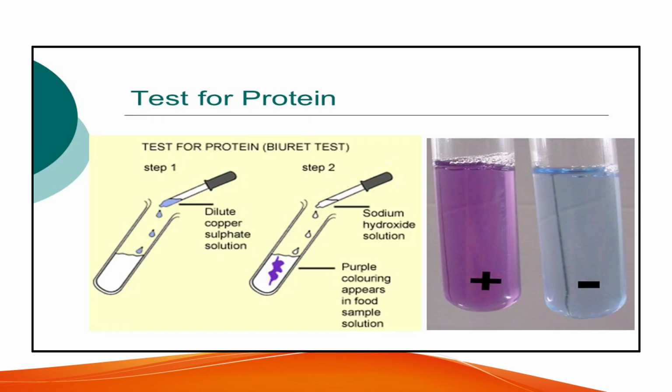Like you can see in the picture also, if we do test for protein, also called Biuret test, step 1, that you add 2 drops of copper sulfate solution in test tube which contains food item and water, and then you add sodium hydroxide solution and you will see that a purple color appears in food sample solution. If purple color appears, it means it is positive. Positive means that proteins are present.